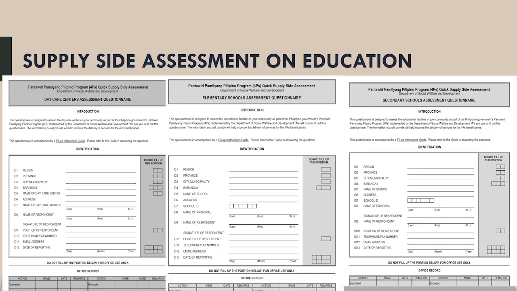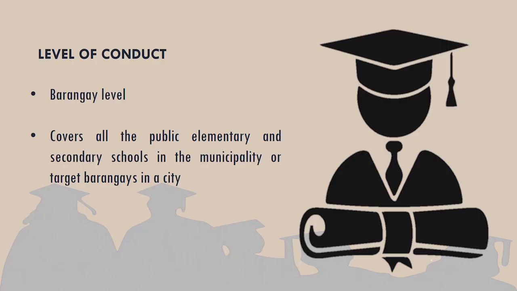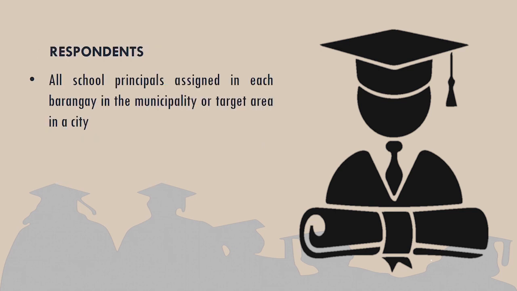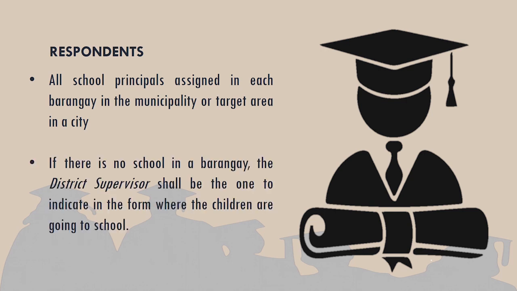For education, the forms contain the basic information about the school. The assessment covers all public elementary and secondary schools in the municipality or target barangays, and this shall be consolidated separately, in which the school principal shall be the main respondent. In case of absence of school in a barangay, the district supervisor shall indicate the school where the children are attending. He or she shall also consolidate and validate the forms at the elementary level, while a representative does so for secondary level.